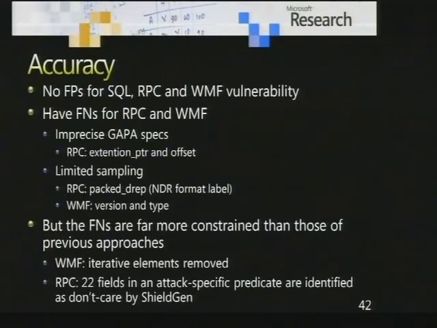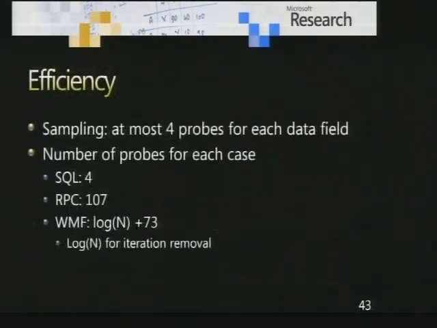And for RPC, we find out 22 fields are don't-care fields, and a previous solution would give a specific condition on those. For efficiency, we only need to generate a small number of probes since we do sampling on them. And for the iteration removal, we do it exponentially.